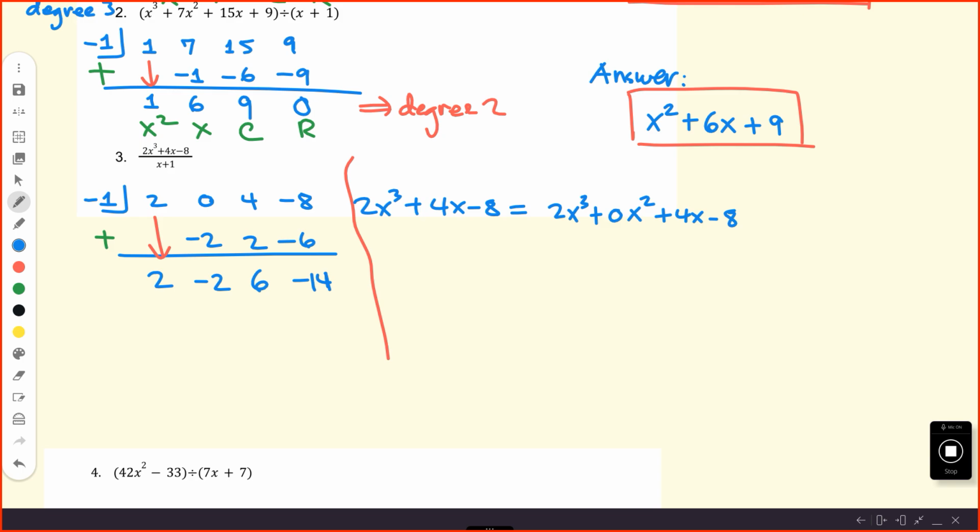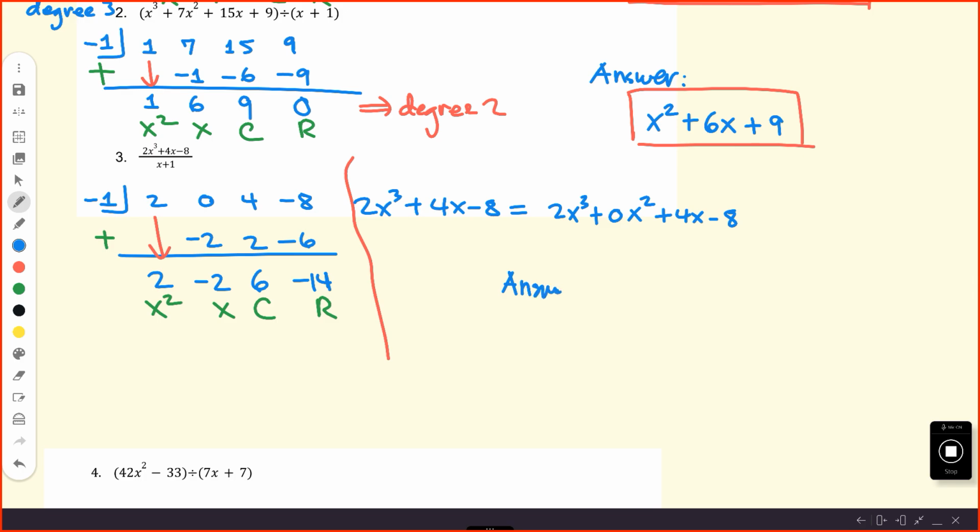Any question? Do we have the same numbers? Okay. So this one is degree 3. So this one will have degree of 2, right? So this is x squared. This is x. This is your constant. This is your remainder. Okay. So what's going to be our final answer?